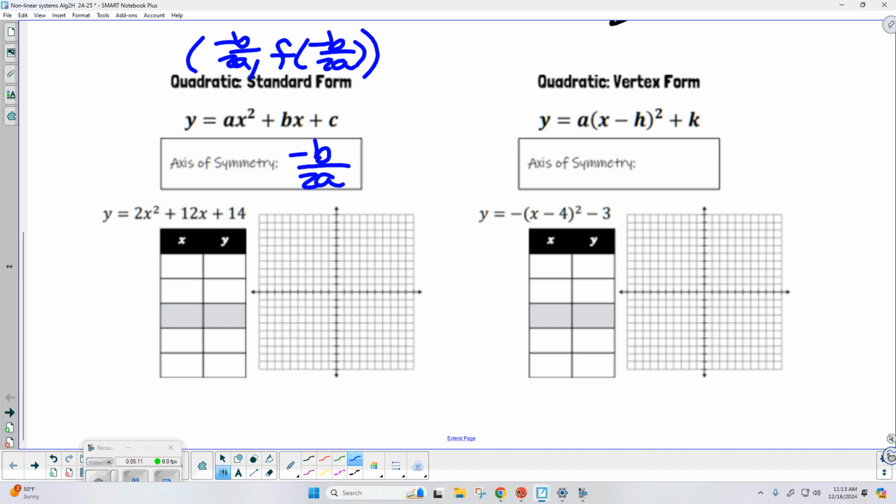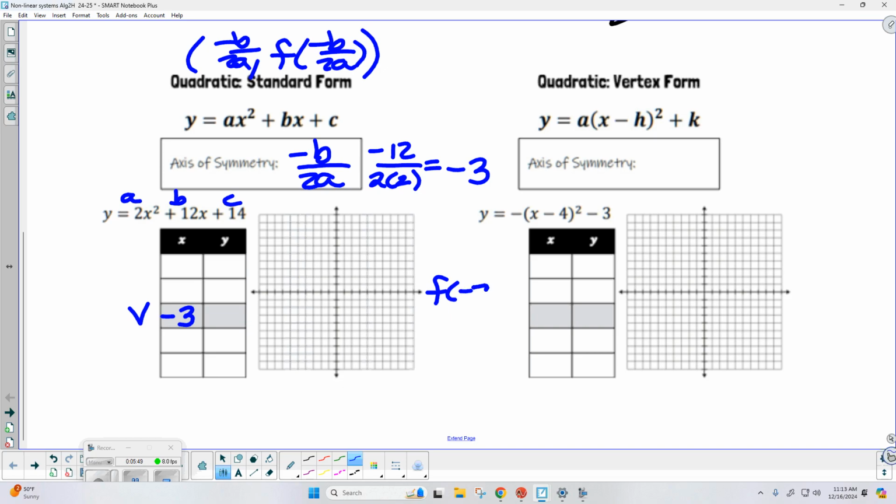Okay, so in this case here, we've got a, there's b, and there's c. So let's see here. What's the opposite of 12? Negative 12 over 2 times a, so this would be 2 times 2. You're close. Negative 3. So I know my vertex, and remember, we always put the vertex right there in the middle of our table. In this case, it's highlighted for you, or shaded, I should say. So we're going to go ahead and put negative 3. Now, where would I put that negative 3 to find the y? Yeah, we go ahead and plug it back in.